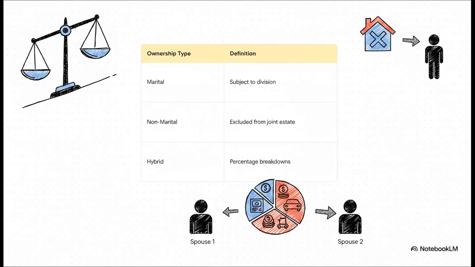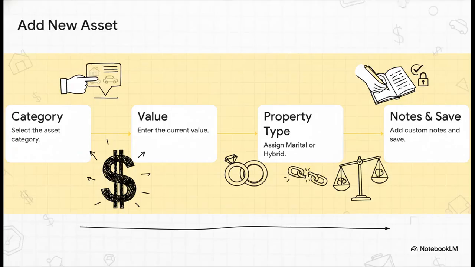Now, here is the really crucial point in this process, and I want you to really focus on this for a second. It's how this software categorizes ownership. Why? Because this dictates all the math later on. Assets can be tagged as marital, meaning they were acquired during the marriage and they're subject to division. They can be non-marital for individual property belonging strictly to spouse 1 or spouse 2. Or, and this is a big one for complex cases, they can be hybrid, which means mixed assets that need specific percentage breakdowns.